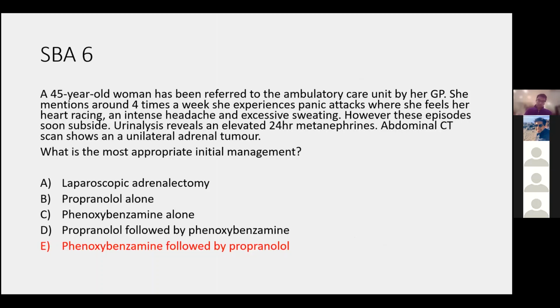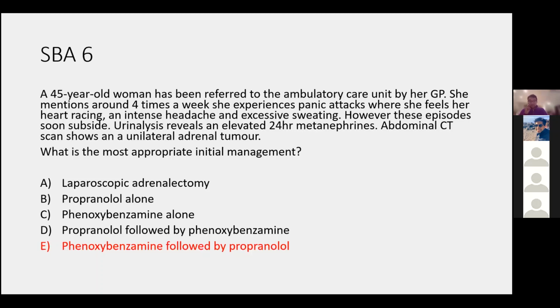Next question. A 45-year-old woman is referred to the ambulatory care unit by a GP, mentioning that around 4 times a week she experiences panic attacks when she feels her heart racing, intense headache, and excessive sweating. But these episodes soon subside. Urinalysis shows elevated 24-hour metanephrines, and abdominal CT shows a unilateral adrenal tumor.